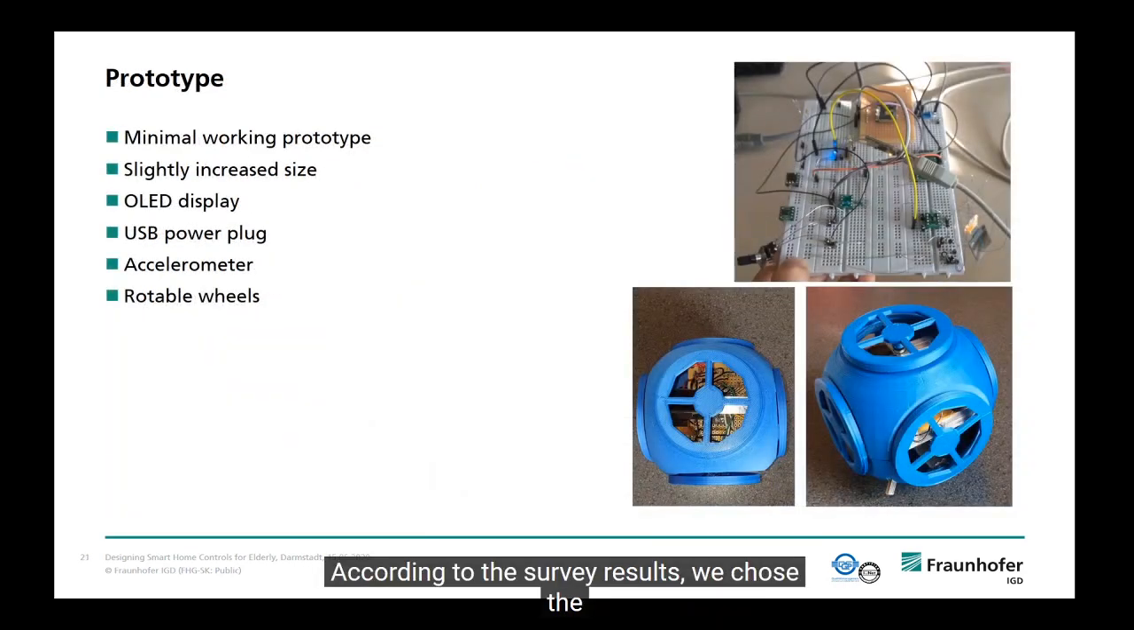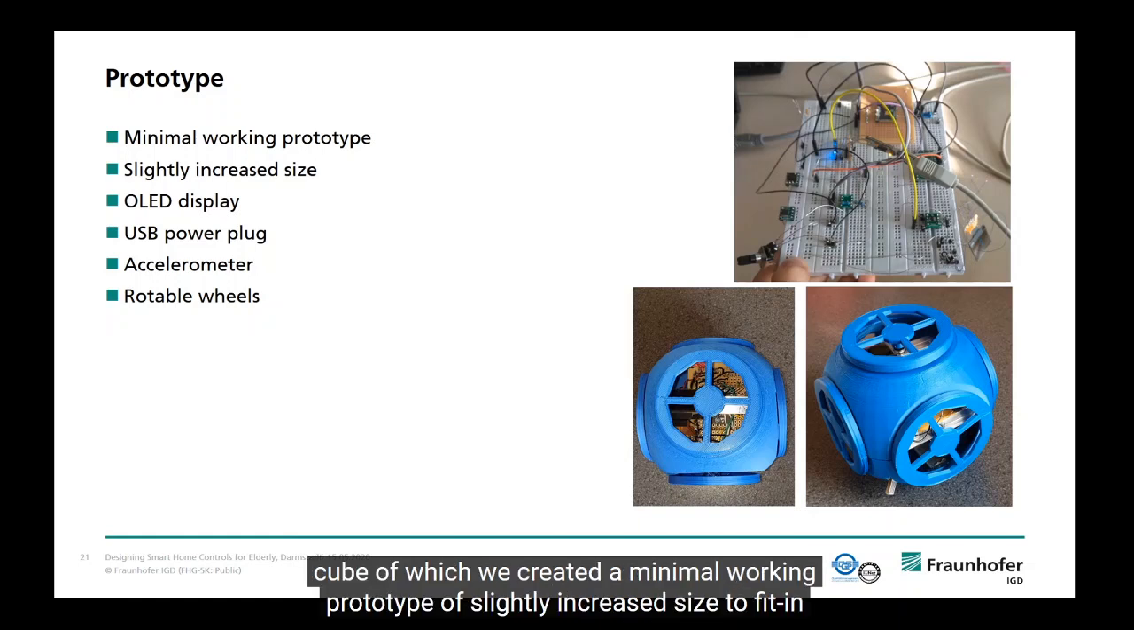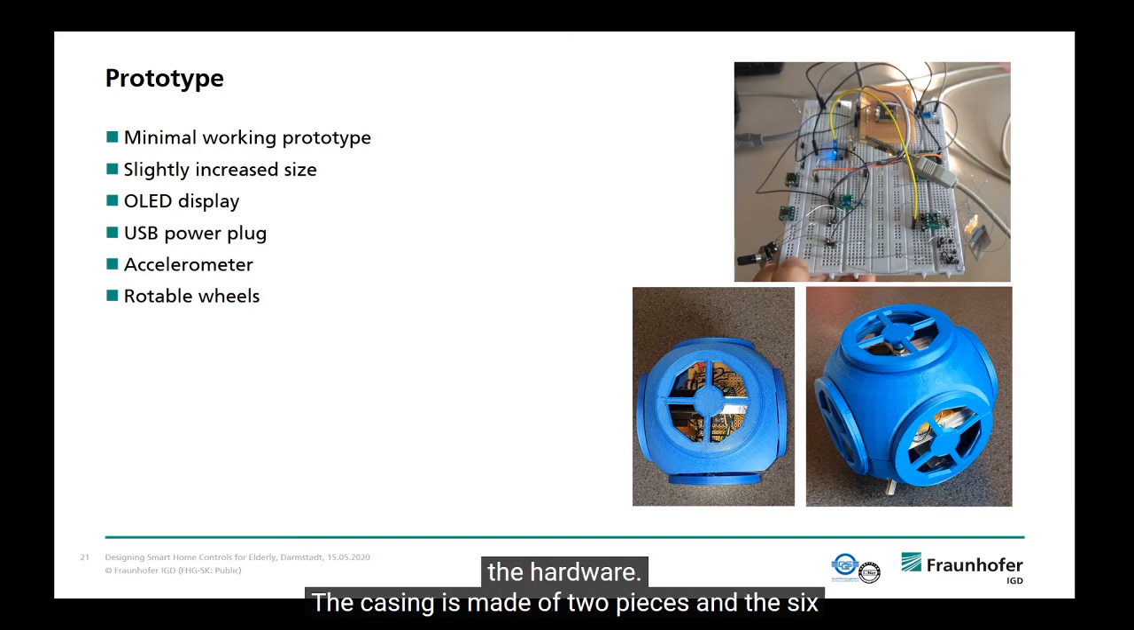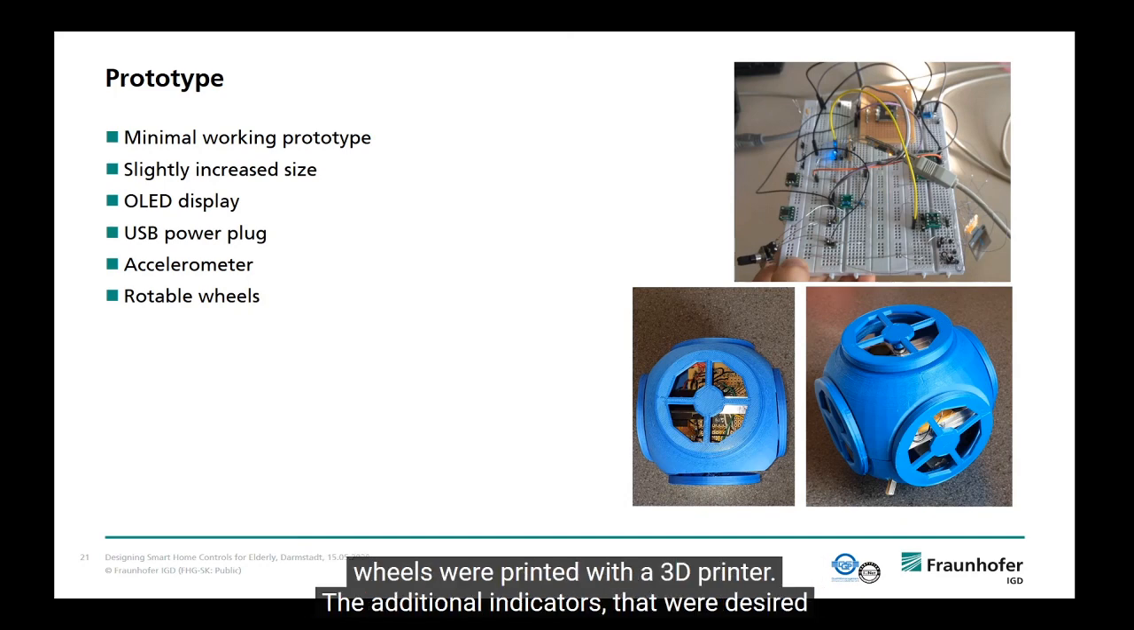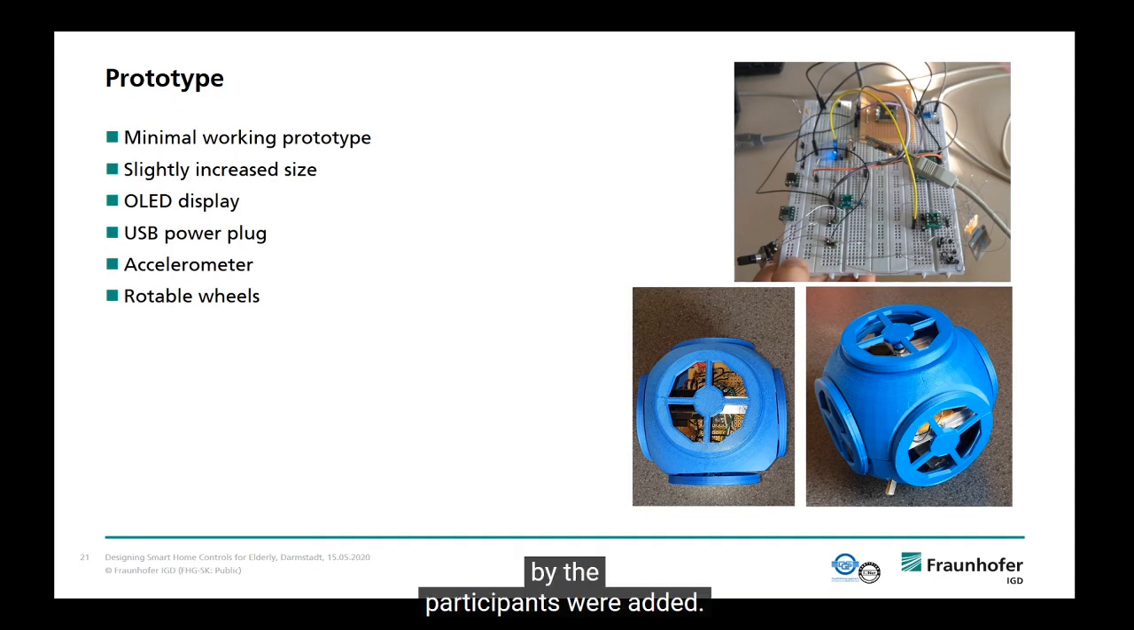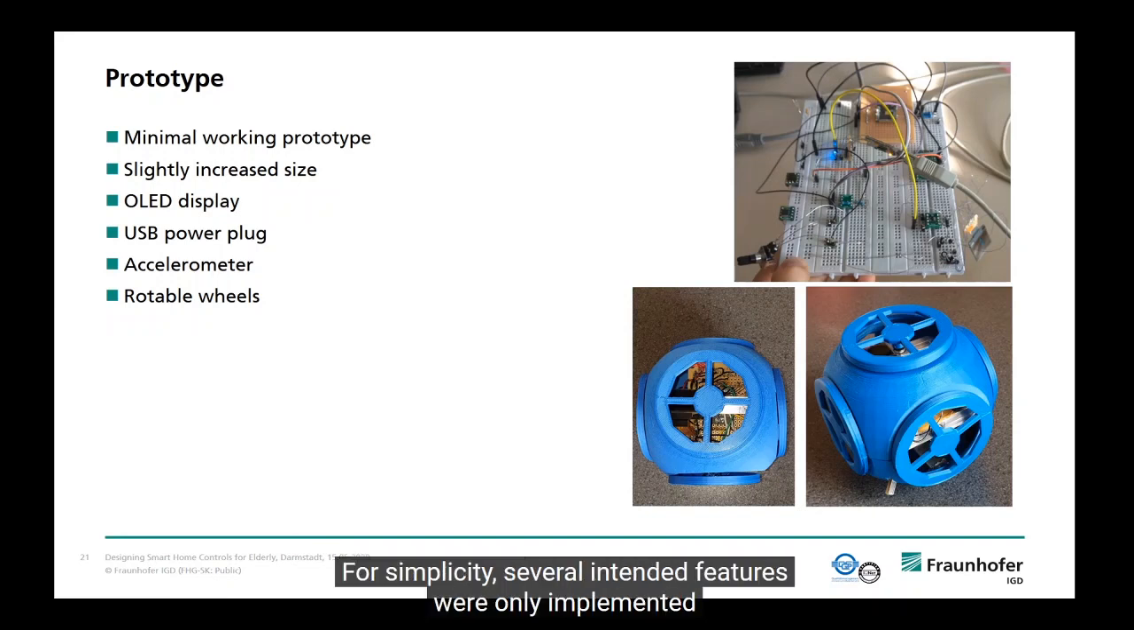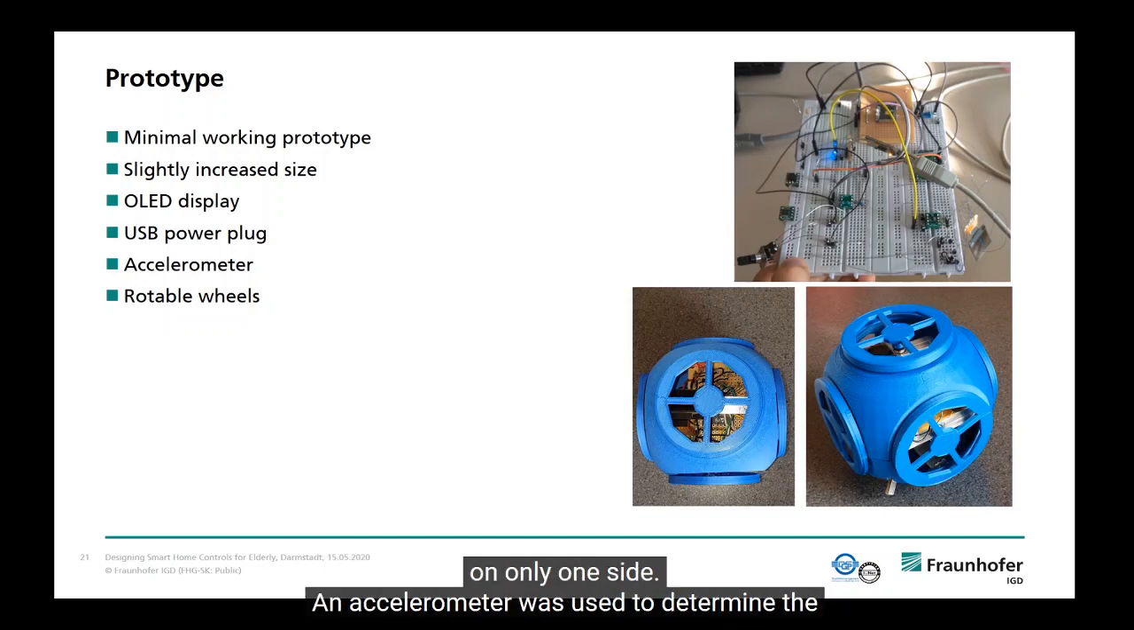According to the survey results, we chose the cube, of which we created a minimal working prototype of slightly increased size to fit in the hardware. The casing is made of 2 pieces and the 6 wheels were printed with a 3D printer. The additional indicators that were desired by the participants were added. For simplicity, several intended features were only implemented in a reduced fashion, like a power supply via USB and a small OLED display on only one side.